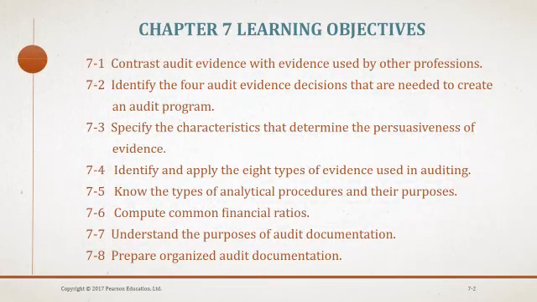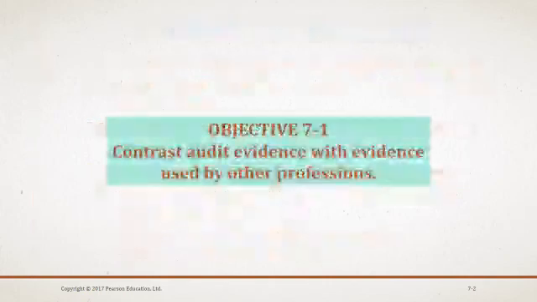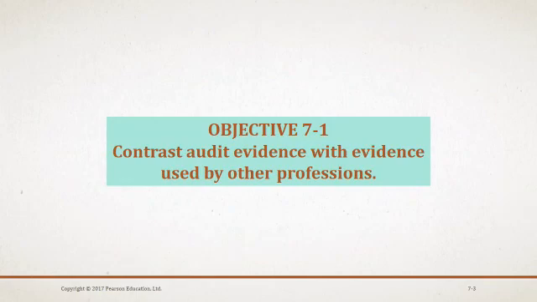In this section, we will discuss the following objectives. The difference between audit evidence and other evidence. Identify the audit evidence characteristics that determine the appropriateness of evidence, and also the types of audit evidence. First, we contrast audit evidence with other evidence.